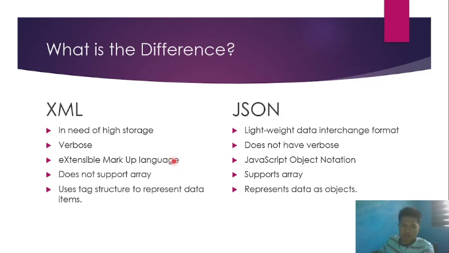Good. So XML does not support array while JSON supports array. XML uses nodes, identified as parent and child nodes, to replace an array in JSON. The last difference is that XML uses a tag structure to represent data items, while JSON represents data as objects.